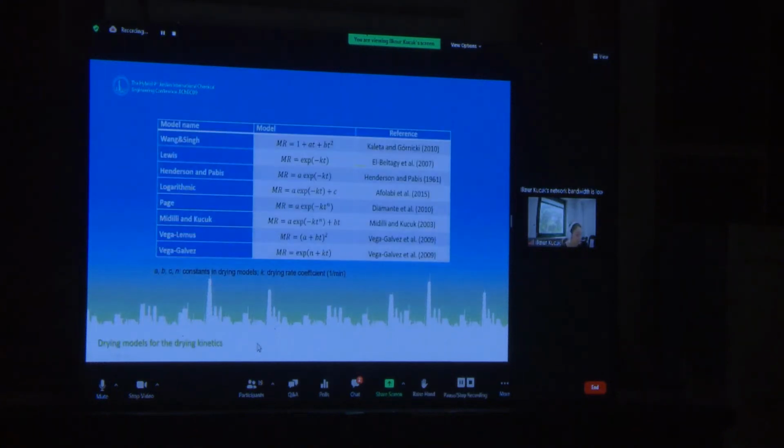Nonlinear regression analysis was done for the different mathematical models after the moisture content data was transformed into the moisture ratio. The statistical analysis values are shown in the discussion part.